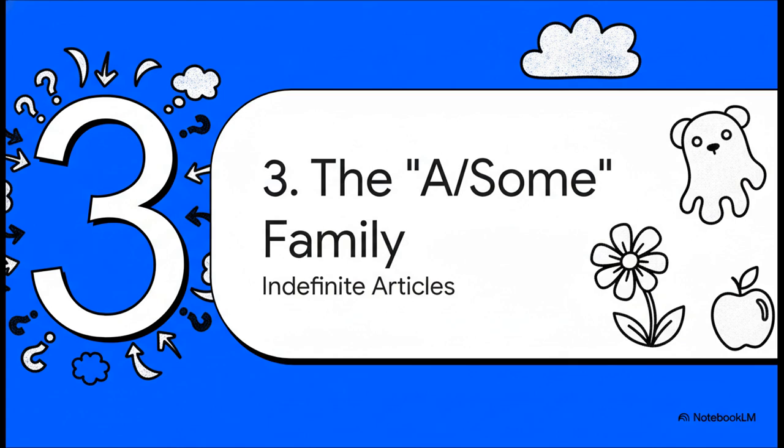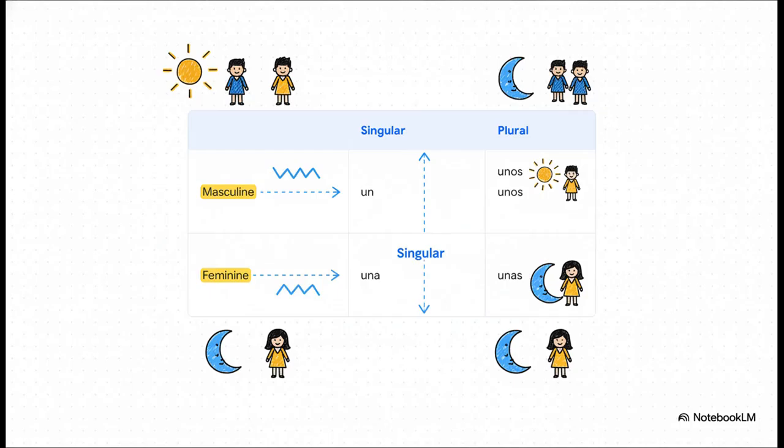Awesome. Now let's meet the second group, the a, some family. These are your words for a, an, or some. They point to something general, not specific. And look at that. It's the same grid. The same rules apply here. We've got un, unos, una, unas. You're just picking from a different set of words, but the choice is still all about that same combo of gender and number.